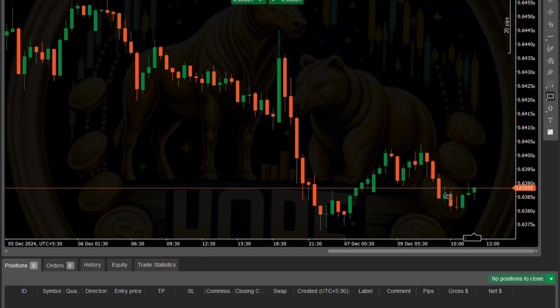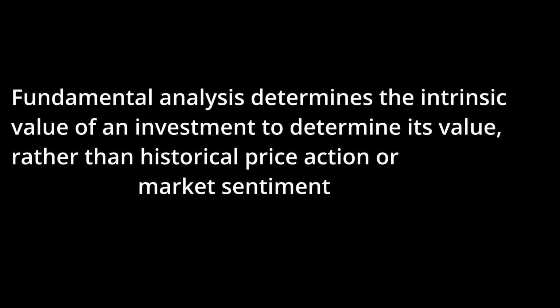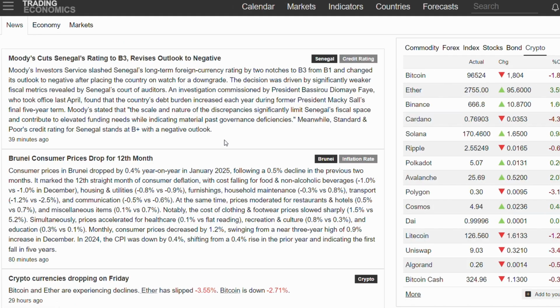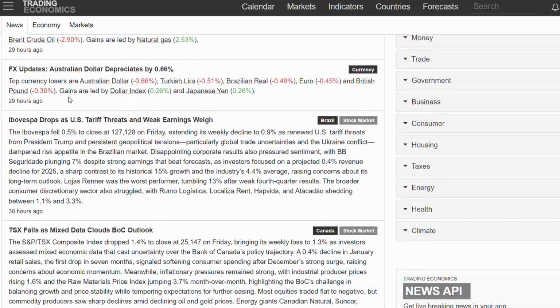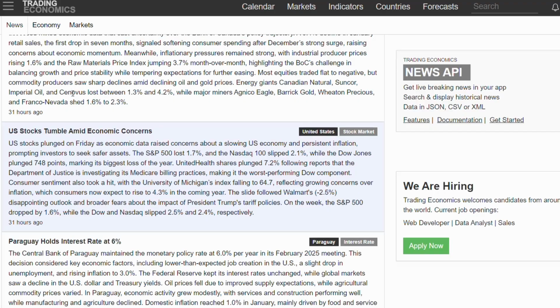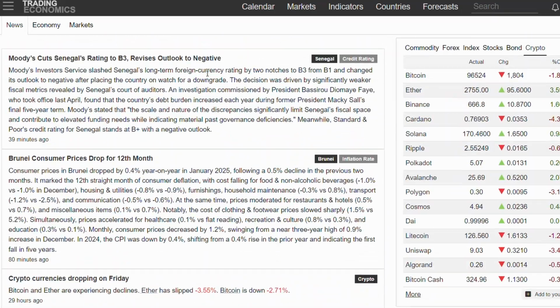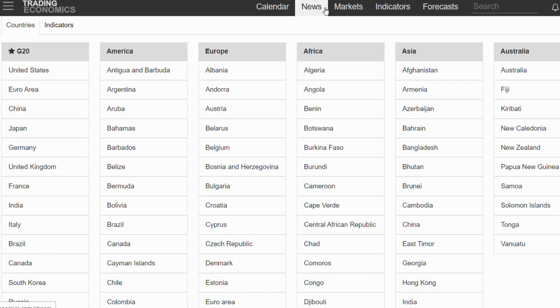Fundamental analysis. Fundamental analysis determines the intrinsic value of an investment rather than relying on historical price action or market sentiment. Forex traders look at the economic conditions that affect the valuation of a nation's currency. There are many economic indicators and private reports that can be used to evaluate Forex fundamentals. It involves analyzing a country's economic indicators, central bank decisions, political events, and other fundamental factors to predict the future direction of a currency's price.